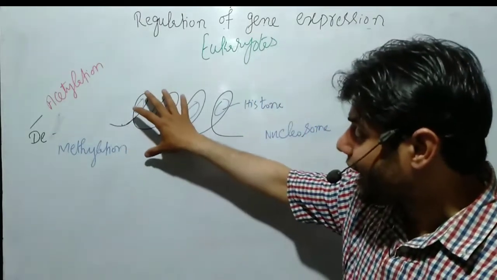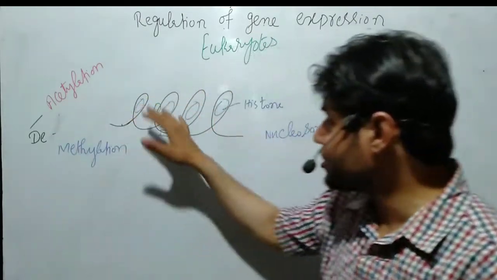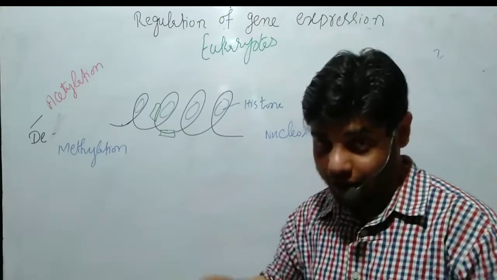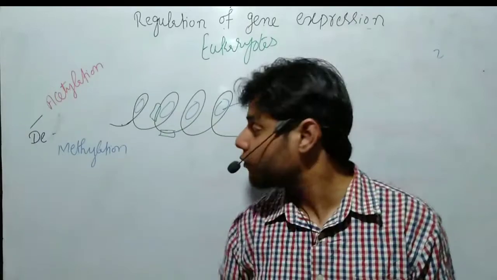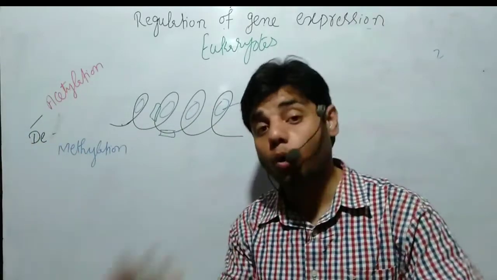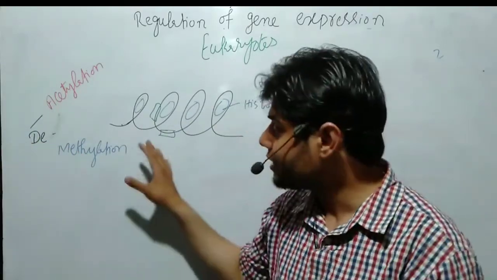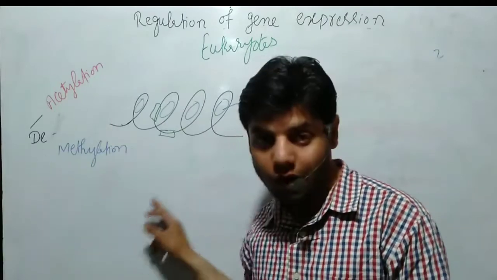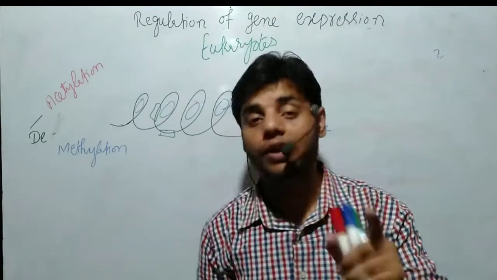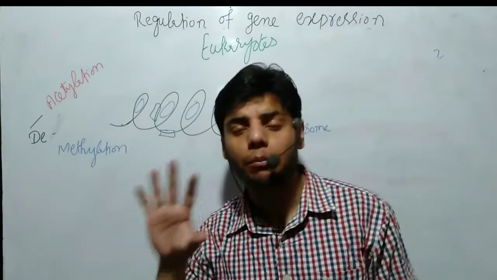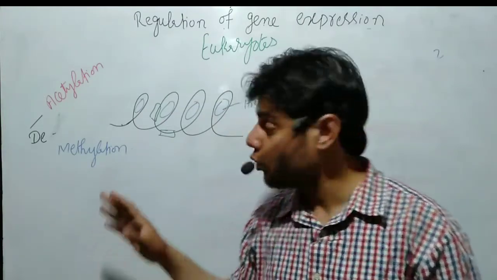When the gene expression is regulated, then acetylation will occur. When the gene expression is turned off, then deacetylation will occur. When both processes are going on simultaneously, then methylation will occur. Again, in these three processes, multiple proteins and multiple enzymes are very necessary.